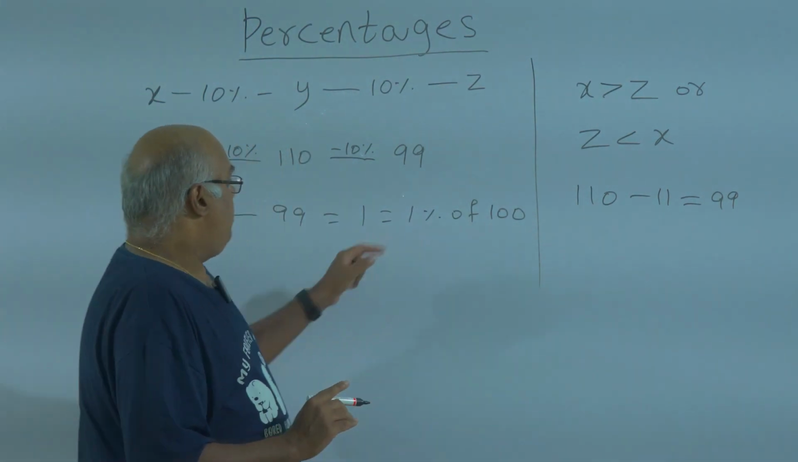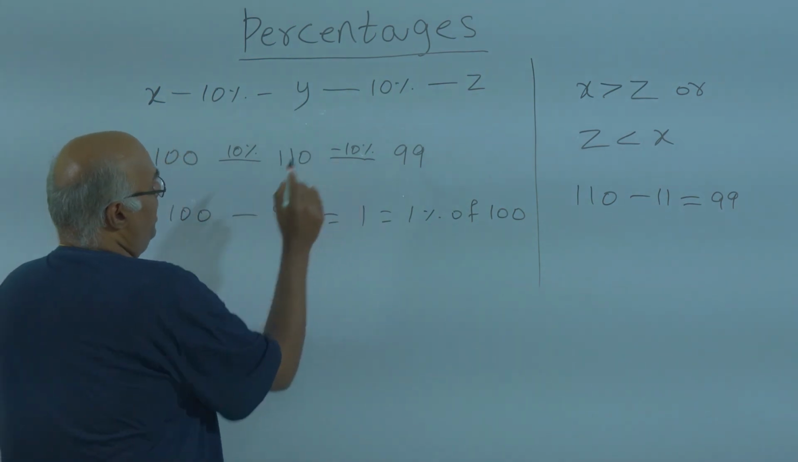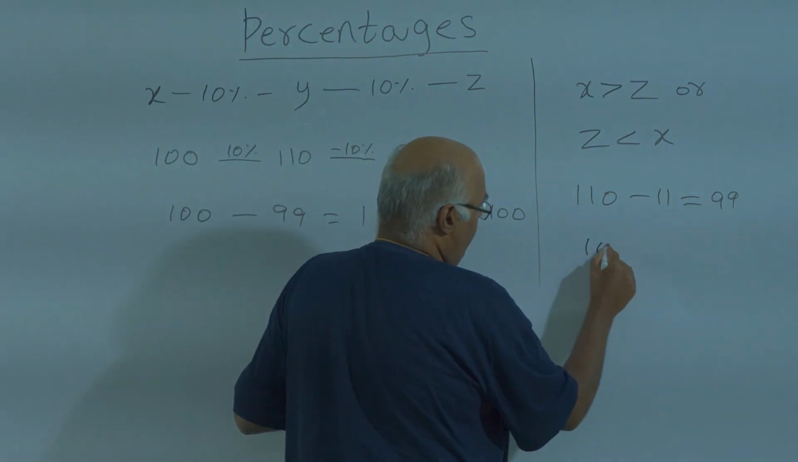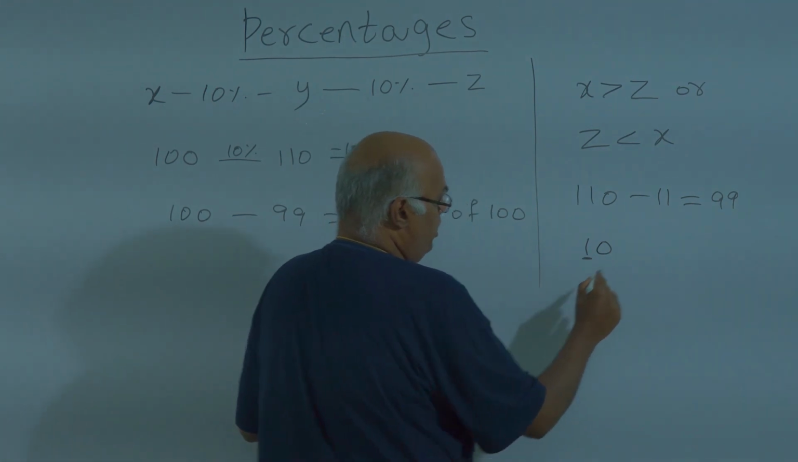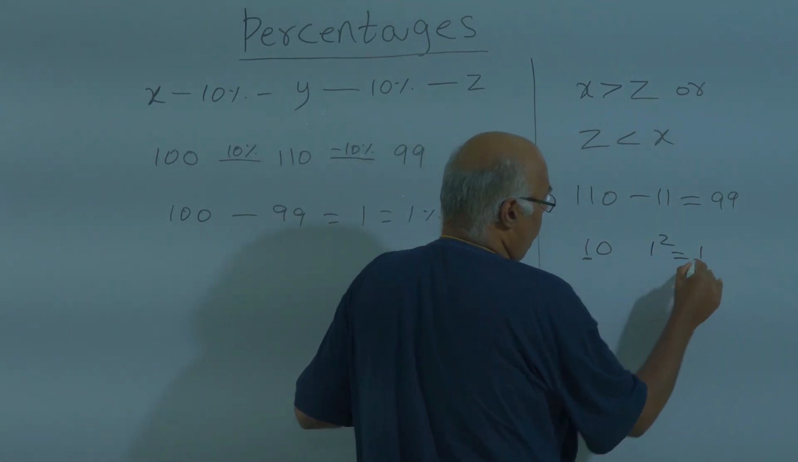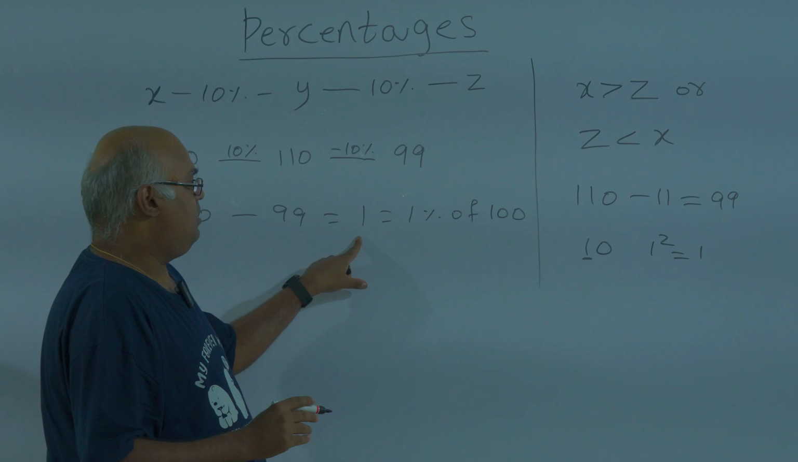So here we have increased and decreased by 10%. If you see the number 10, you have 1 here. So you take 1 square. 1 square is equal to 1. Therefore, the decrease is 1.